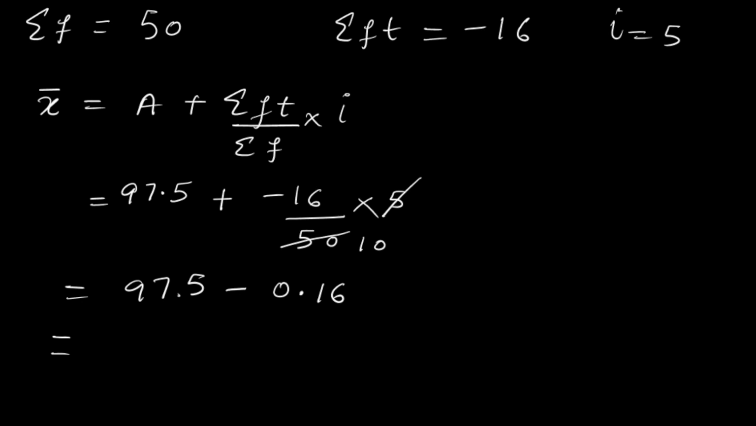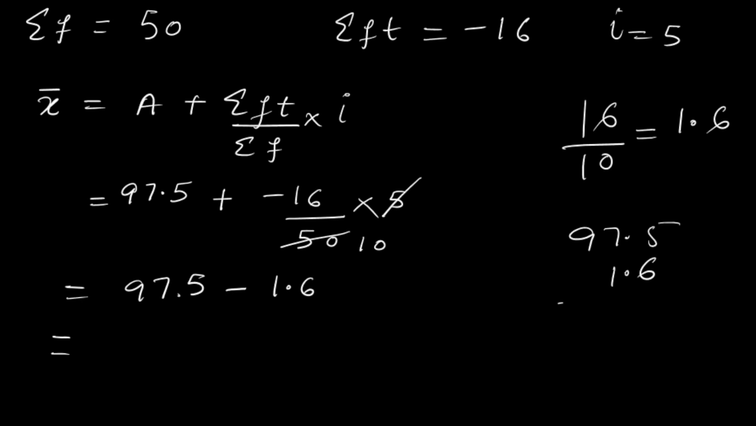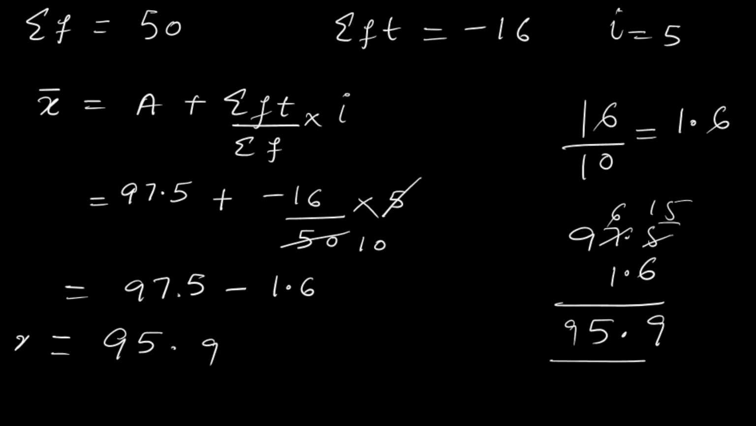It is not 0.16, it is 1.6. It's not 100, it's 10. So 16 by 10, if we convert into decimal, is 1.6. So we can do the subtraction now. 97.5 minus 1.6. 15 minus 6 is 9. 6 minus 1 is 5. So 95.9 is the answer. 95.9 is the correct answer.